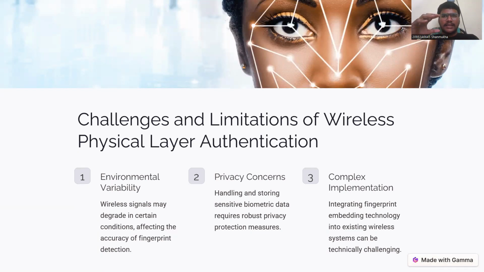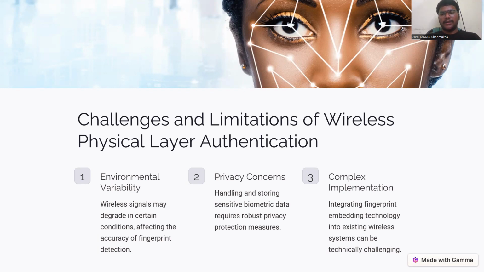In this case, there is a chance that we can't fully trust the working of the algorithm, and it cannot work 100% accurately in every case. So the algorithm may not work properly and the security system may work a bit uncomfortably. Privacy concerns. Handling and storing sensitive biometric data requires robust privacy protection measures and complex implementation.